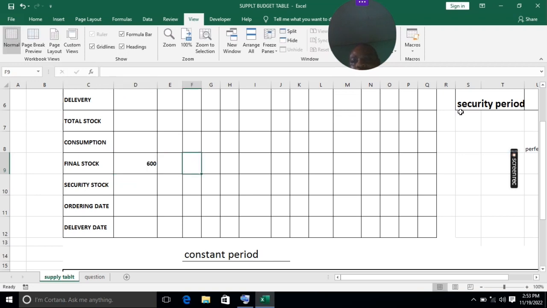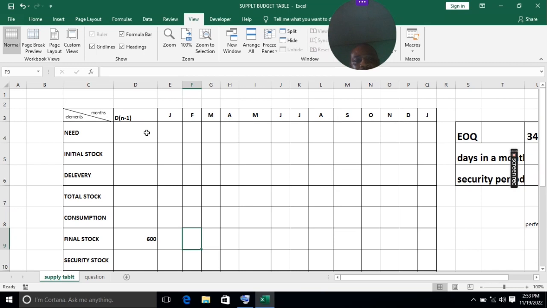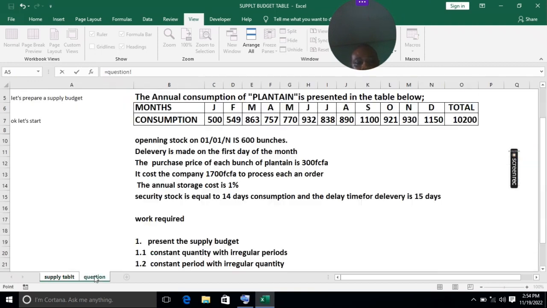Good. The next thing that we need to calculate is the need. Now the need is given by consumption for the month plus security stock of the month. So we need consumption and the security stock. So let us go straight and take the consumption from the table in the question.